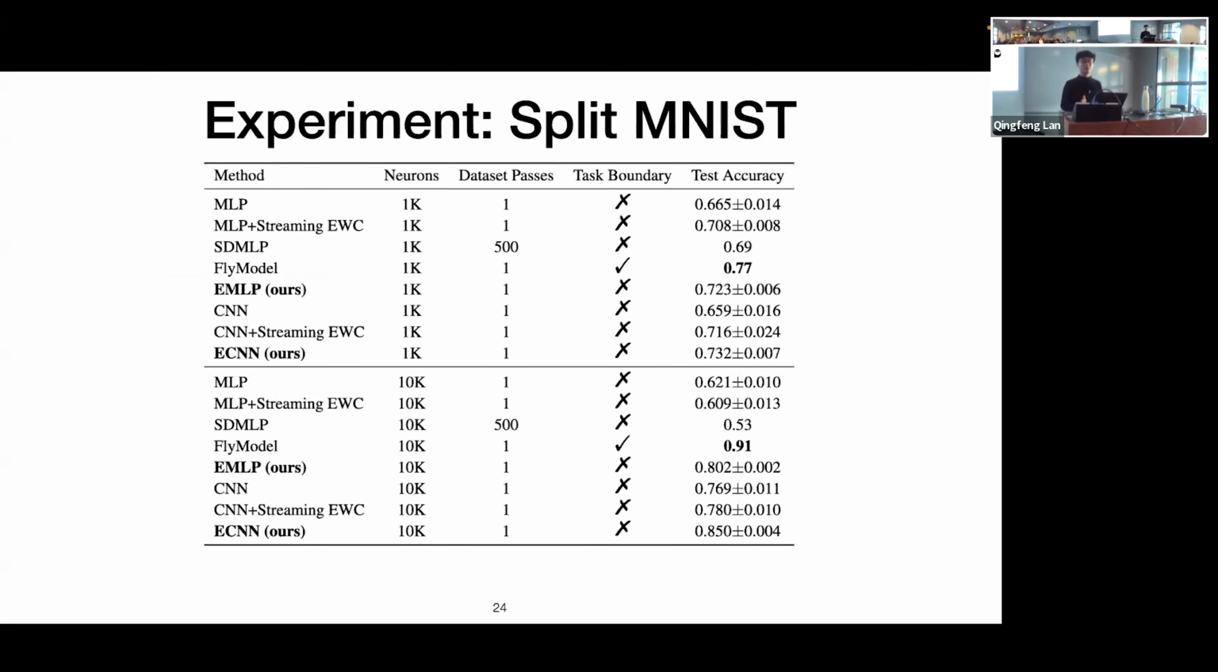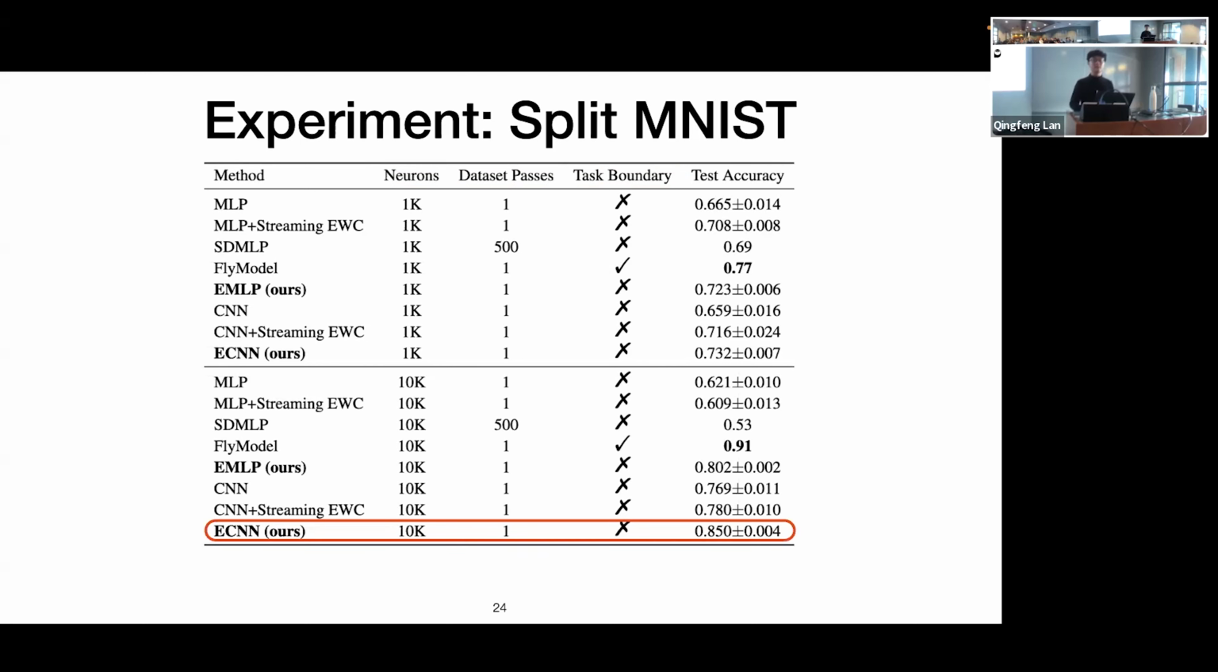So this shows the result on a small data set called split MNIST. And it's quite a big table, so I'll walk you through step by step. First, the neurons here means the size of the hidden layer, and we consider two sizes, 1,000 and 10,000. And data set capacity means how many times the model can observe the same data. So for example, SDMLP observes the same data 500 times. And next, the task boundary means whether the method is utilizing the task boundary information or not. And here only the fly model uses this information.